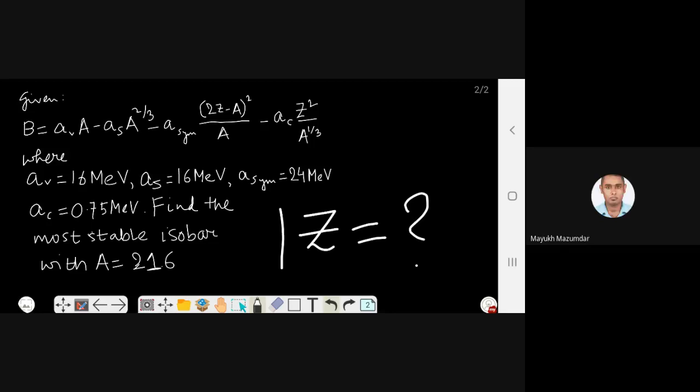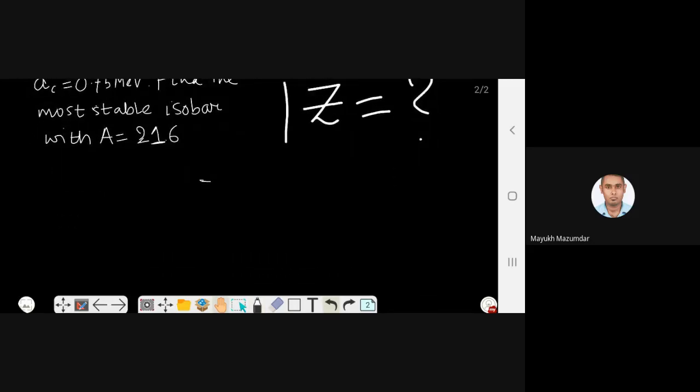Okay. So what is an isobar? Same A, different Z. I think you agree with me. Yes, sir. And what is an isotope? Same Z, different A. So here they're talking about the most stable isobar. That is simply, you are given a value of A. What is the value of Z for the corresponding A, provided that it is the most stable isobar?